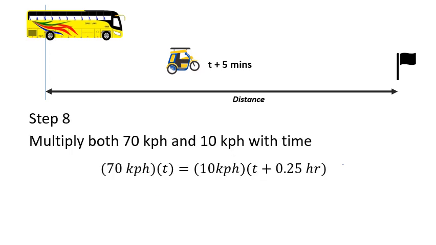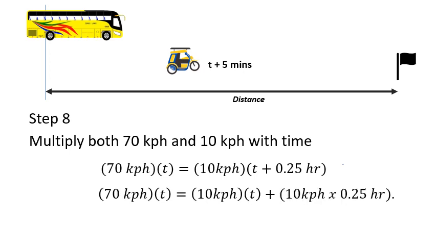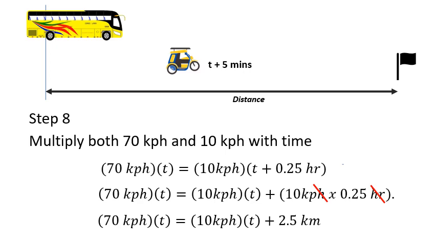This time, we are now going to multiply the 70 kilometers per hour to time and the 10 kilometers per hour to the equation t plus 0.25 hour. This should now be the new form of our equation. We can now cancel hour in this equation. Therefore, 10 kilometers multiplied by 0.25 of an hour gives us only 2.5 kilometers.